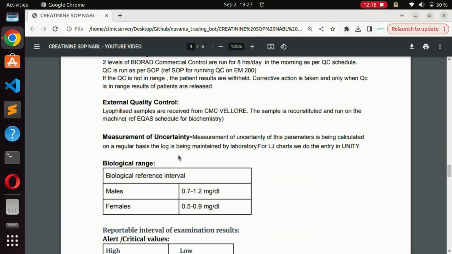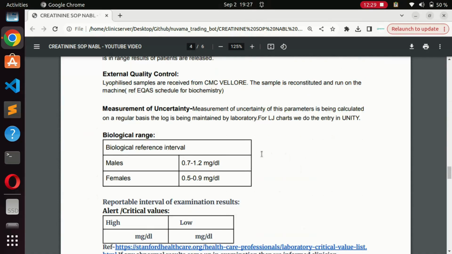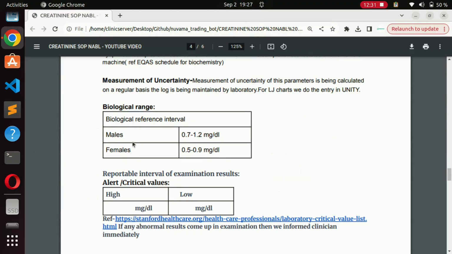We then come to the measurement of uncertainty. This is basically calculated for this parameter on a regular basis. The log is being maintained by the laboratory. For LJ charts, we do the entry in Unity. So this Unity is a QC software.